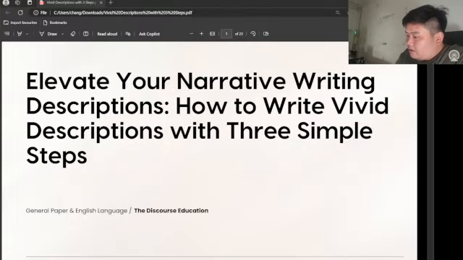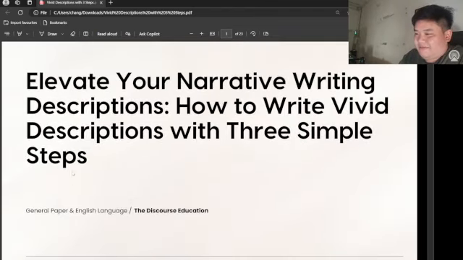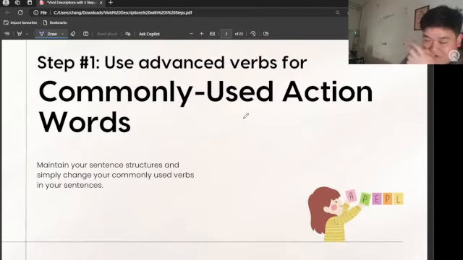And so, here it is: how to elevate your narrative writing descriptions with three simple steps. And there's a mistake here in the slides. This is really not for General Paper, so ignore that, okay? Right, here we go. So, three simple steps.